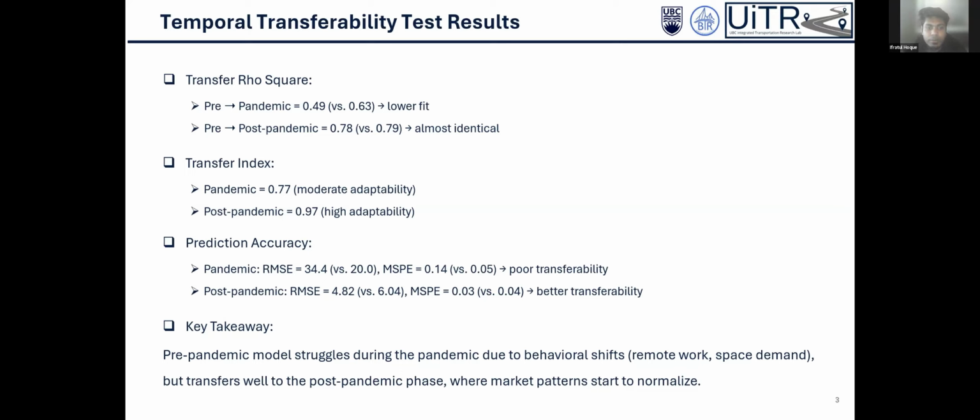But compared to pandemic time, if we transfer the model to post-pandemic time, the RMSE and MSPE comparisons indicate better transferability. So the key takeaways here are that the pre-pandemic model struggles during the pandemic due to behavioral shifts, such as remote work or space demand, but transfers well to the post-pandemic phase where market patterns start to normalize again.